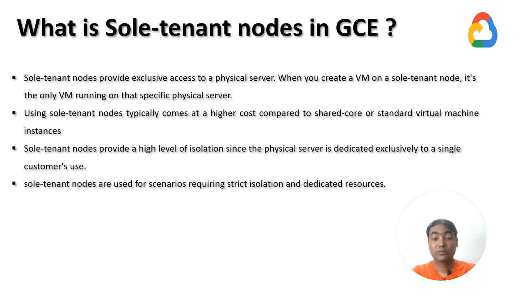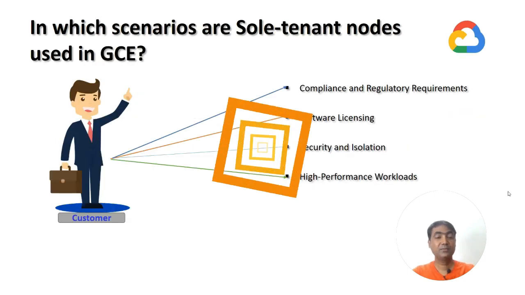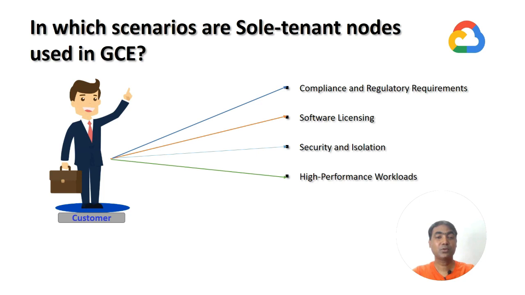Sole-tenant nodes provide exclusive access to a physical server. This is crucial for workloads that need to run on dedicated hardware for compliance, licensing and security reasons. They allow you to use your existing software license on the cloud. They are also available in environments with specific security requirements. Guys, I hope now you can understand what sole-tenant nodes are, and in which scenarios sole-tenant nodes are used in Google Compute Engine.